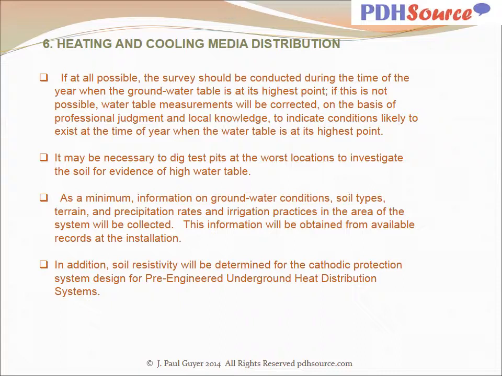It may be necessary to dig test pits at the worst locations to investigate the soil for evidence of high water table. As a minimum, information on groundwater conditions, soil types, terrain, and precipitation rates and irrigation practices in the area of the system shall be collected. This information will be obtained from available records. In addition, soil resistivity will be determined for the cathodic protection system design.